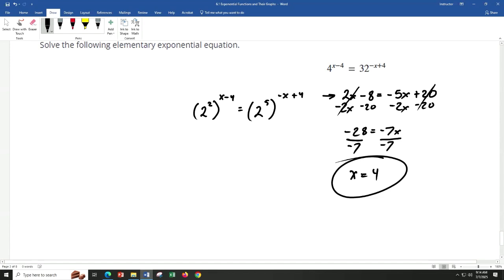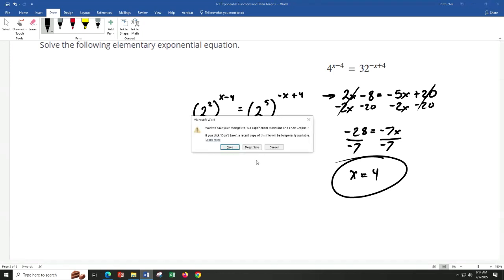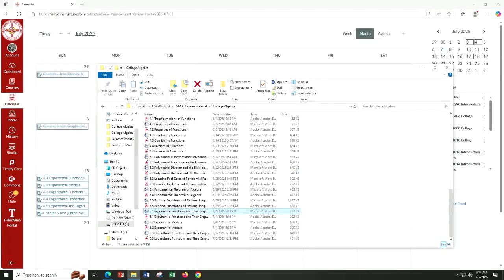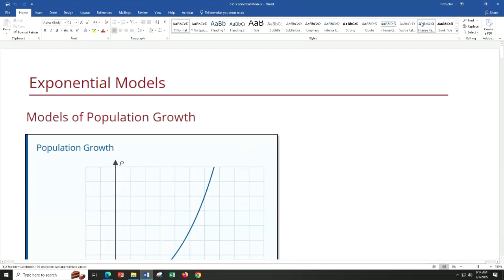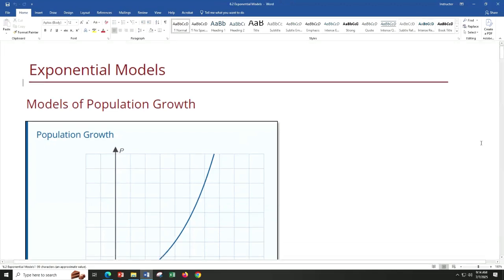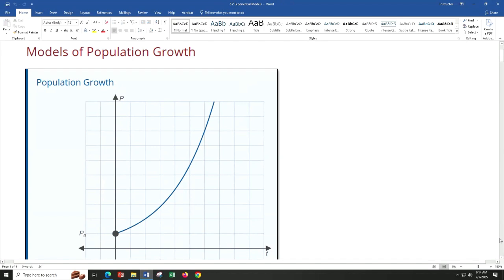Okay. So jumping into 6-2. Exponential models. This first one here is called models of population growth. Okay? Exponentials are really good about modeling things in the real world. Yes, there's a little bit of some nuance as you get up higher, but these things do work out really, really well. Notice this one right here.